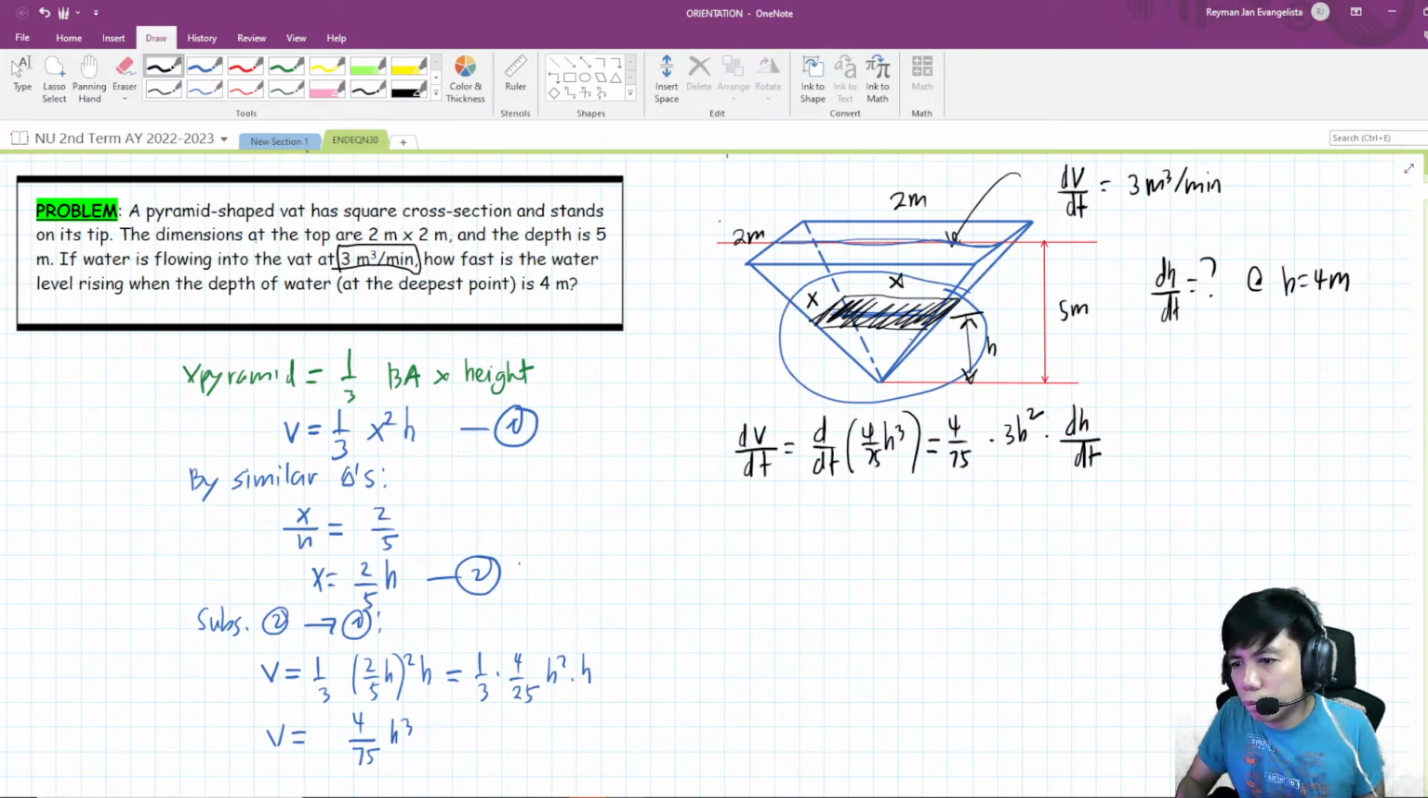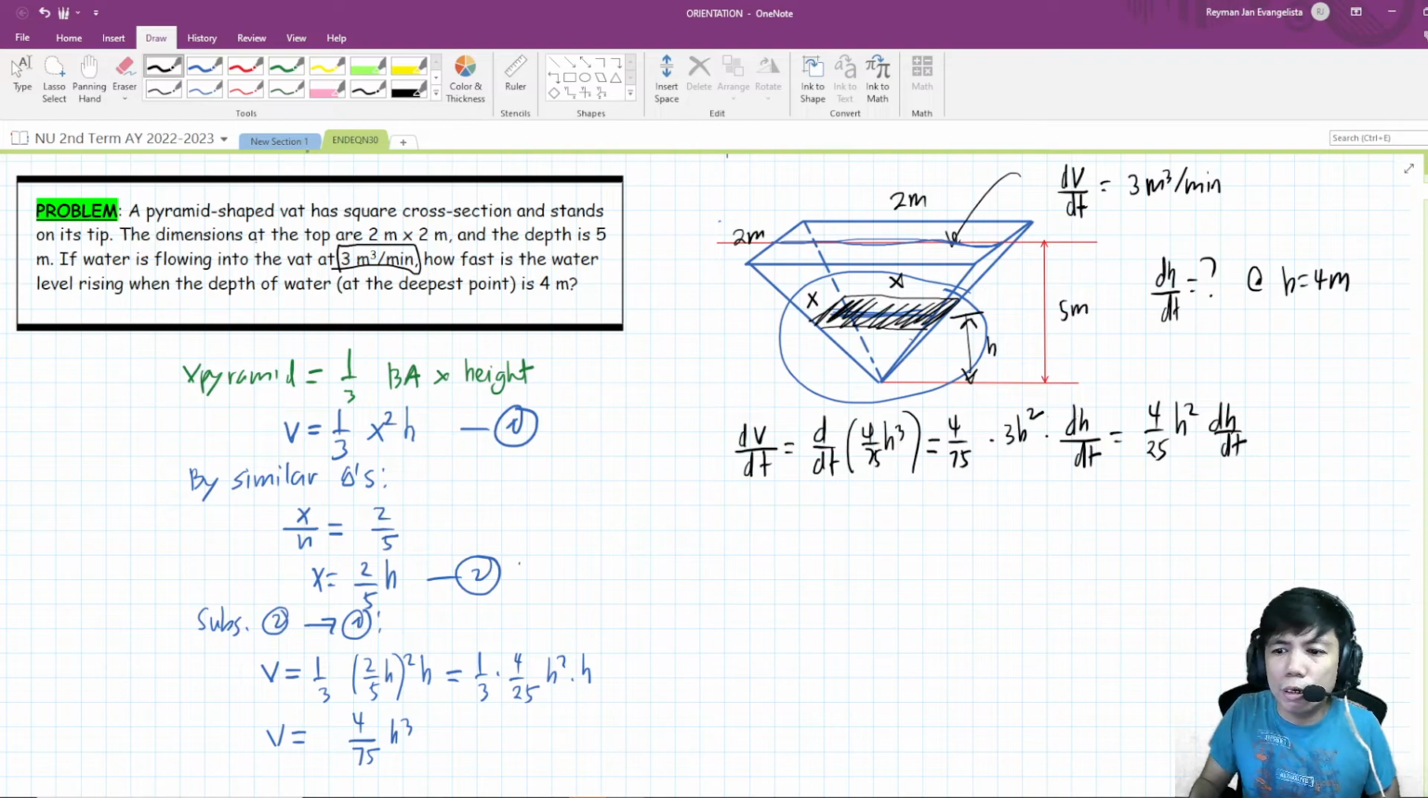Simplify natin. 4 times 3, pwede rin ganito, 3 by 75 kasi si 75 is factorable, that is 3 by 25. Ibig sabihin, cancel yung 3, matitira is 25. So, meron tayo dyan 4 over 25 h squared dh/dt.